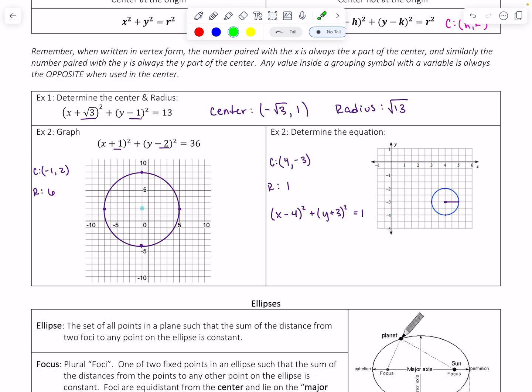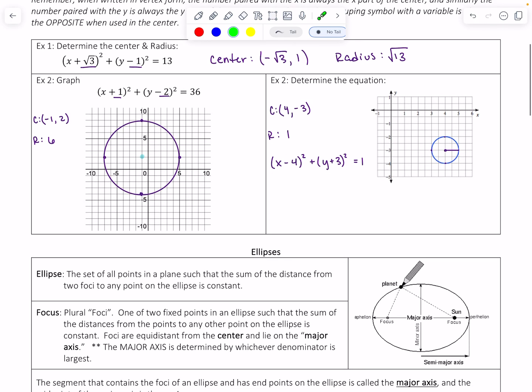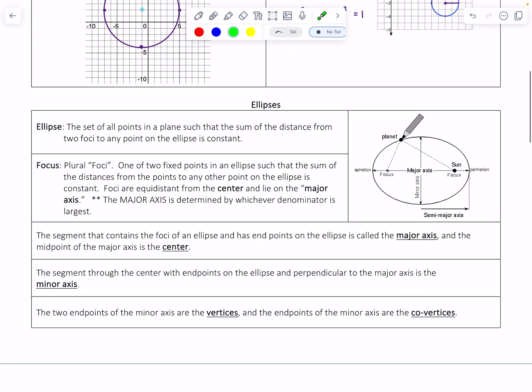So they're pretty straightforward, and hopefully you remember a lot from geometry. All right, now let's look at our ellipses. And again, if you remind yourself to go back to 7.1 and look at these different conic sections, we also have an ellipse.